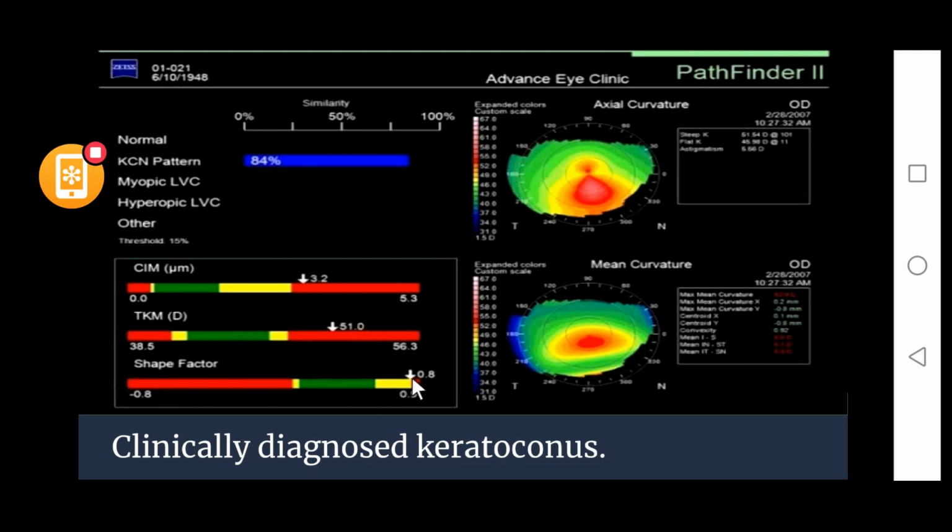Now, if you look at the shape factor, this is almost abnormal. This is not fully abnormal, but it is almost abnormal because it is in the yellow region. But that does not mean that this is not a case of keratoconus, because other signs are getting fulfilled. And if you can see, keratoconus pattern product probability is 84%.